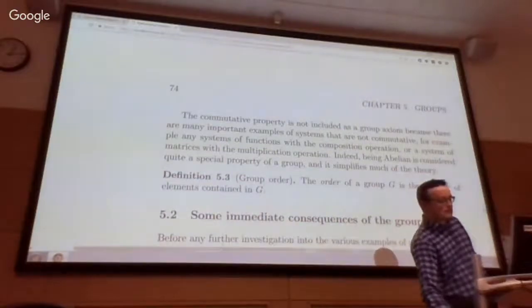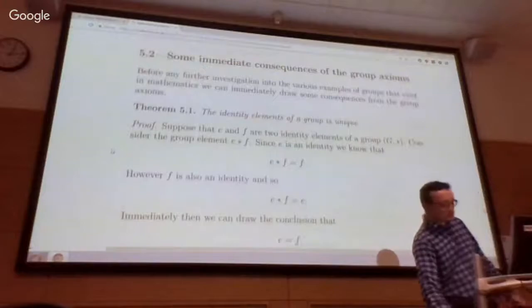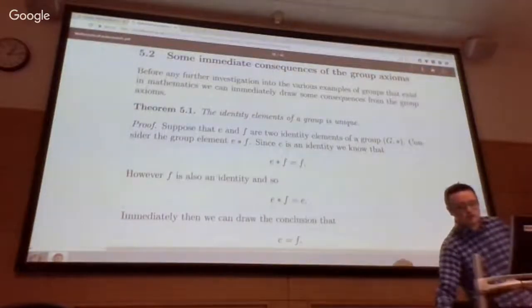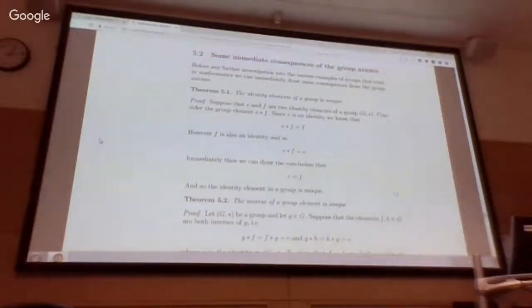So even just going from those group axioms, you can start to derive some basic facts about groups. I want to get to the examples straight away, so I'm just going to look at the statements here. You can read through the proofs yourself, okay? But these proofs are all applications of the four axioms, just looking at consequences that they have.